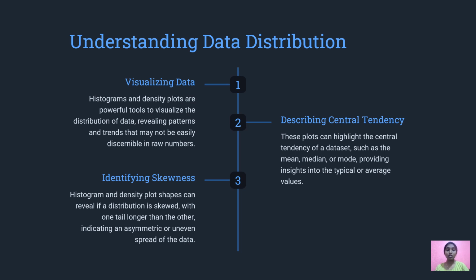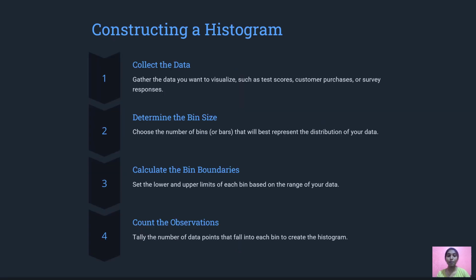Identifying the skewness. Histogram and density plot shapes can reveal if a distribution is skewed, with one tail longer than the other, indicating an asymmetric or uneven spread of the data. We can also identify the skewness, whether the data has changed with respect to time, how much the data has changed with respect to time, and whether it is uneven or not. These are all the pieces of information that are available from histogram and density plots.